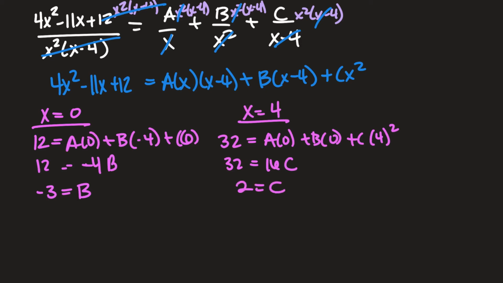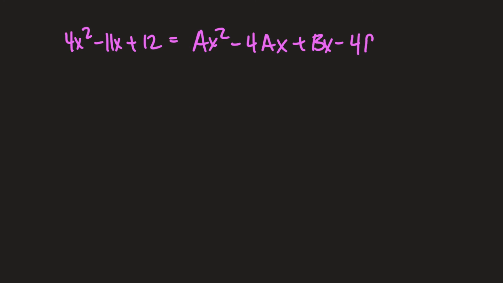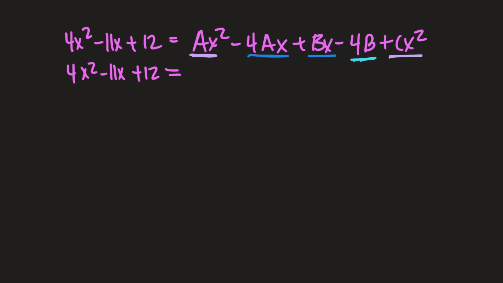So again, my only option at this point to find my missing numerator a is to expand. So that's going to give me 4x squared minus 11x plus 12 is equal to, so I'm going to expand that ax. So a times x is ax squared. And then a times x times negative 4 is negative 4ax. B times x minus 4b plus cx squared. So we're going to group and compare. So 4x squared minus 11x plus 12 is equal to, so we have x squared and x squared, an x and an x, and then this one is my only constant.